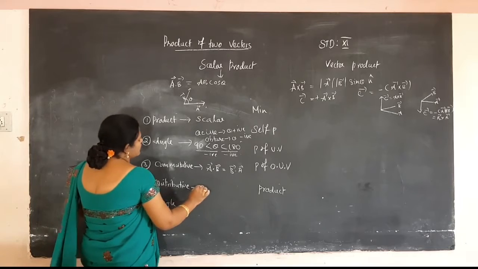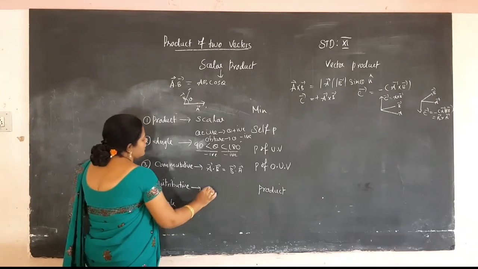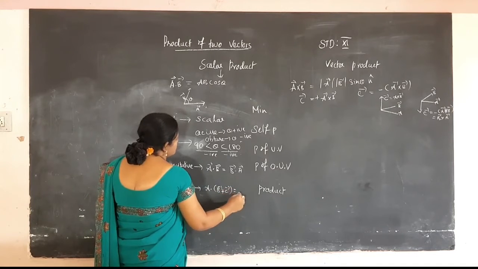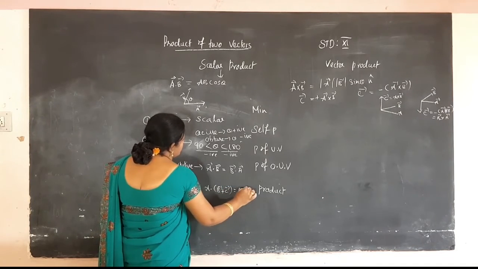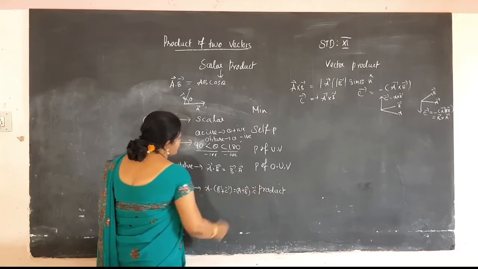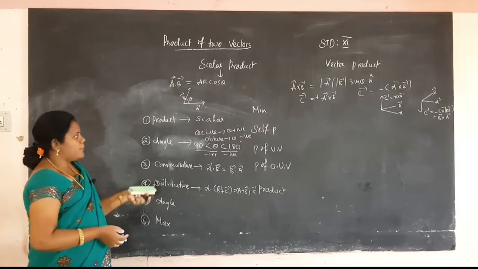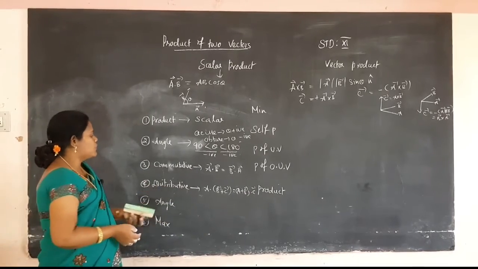And then the distributive law. What is the meaning of the distributive law? A vector dot (B vector plus C vector) is equal to A dot B plus A dot C. This is the distributive law. So the scalar product of two vectors also obeys the distributive law.